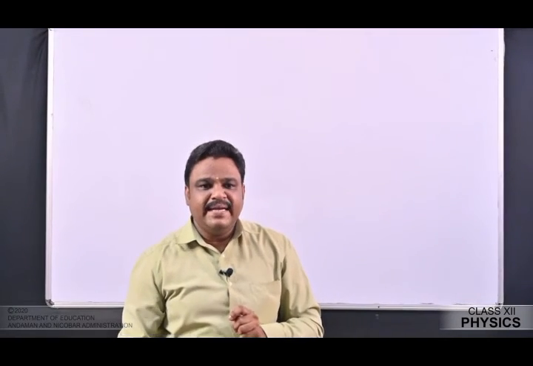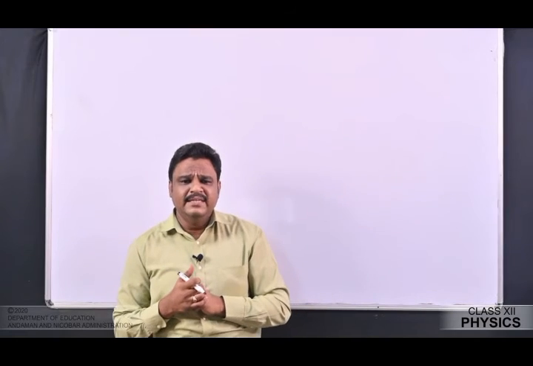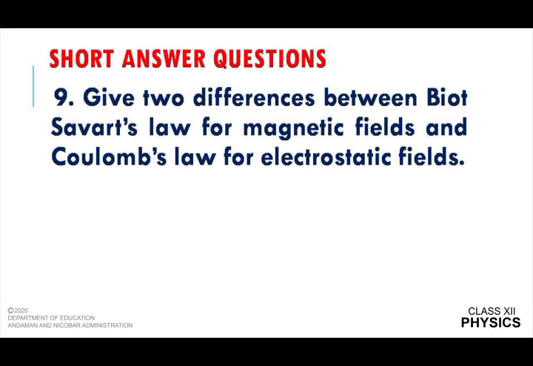I am going to get into my 9th question. It is a similar question, but the question says, give two differences. You are going to speak two differences between Biot-Savart law for magnetic field and Coulomb's law for electrostatic field. The last question asked the similarity, whereas this question asks the difference between the two fields. One due to Biot-Savart law for magnetic field and another due to Coulomb's law for electrostatic field.